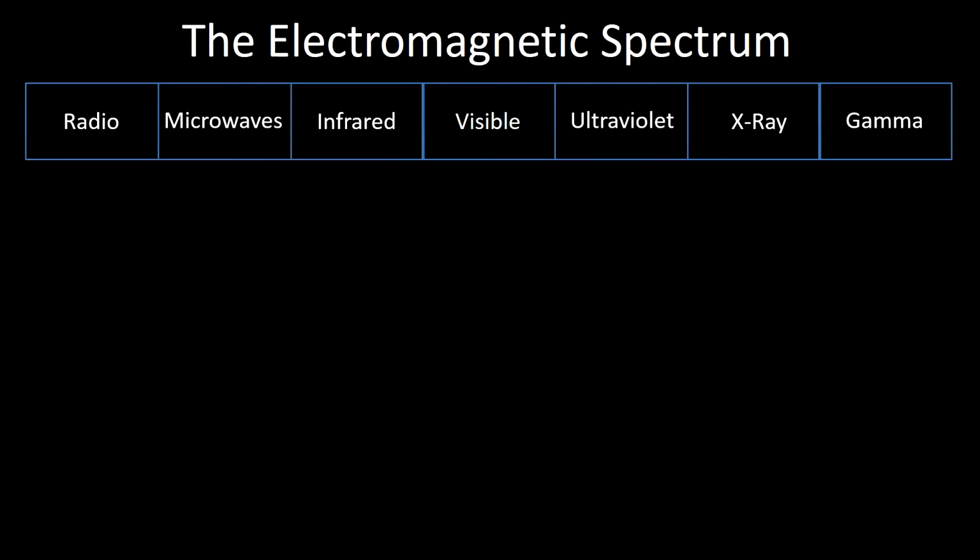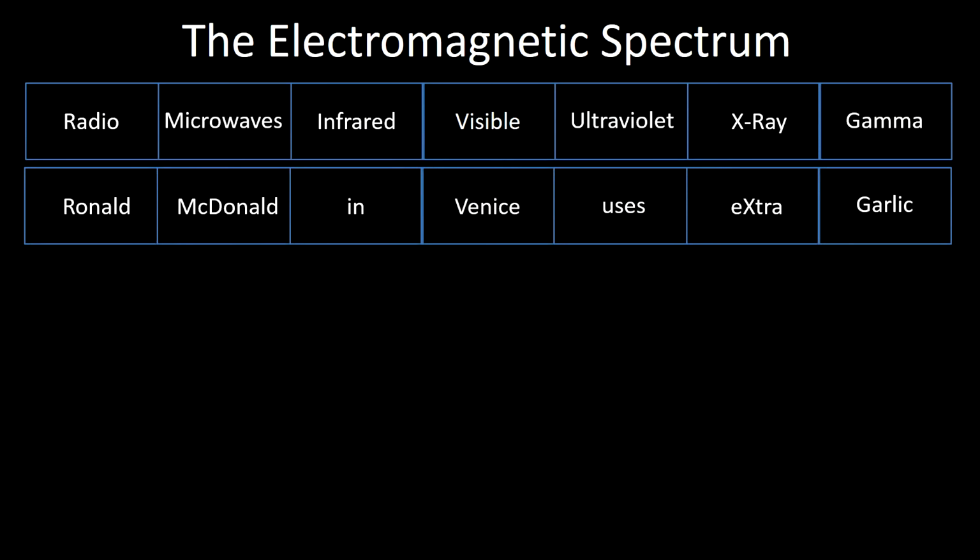The electromagnetic waves in this spectrum are all very, very similar. They're all the same phenomenon. We just give them these names because they interact with materials differently, and so it's convenient to give them these names. Okay, so you need to remember the order.